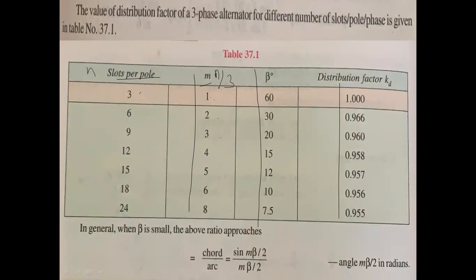So see here, n is equal to 3, right? m is equal to 1. Beta, what is the beta value? That is, what is the adjacent angle? What is the difference between the two slots? 60 degrees. So each slot has a 60 degree difference. So for 180, see here, another 60, another 60 difference is there. Total up to here 120, up to here 180. So the total comprises 60, 60, 60 phase difference.